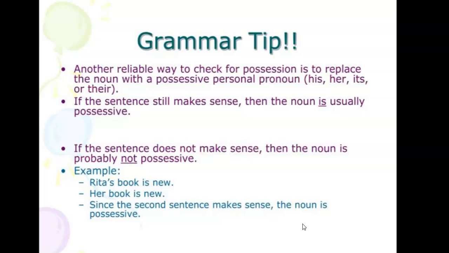Another reliable way to check for possession is to replace the noun with a possessive personal pronoun: his, her, its, or their. If the sentence makes sense, then the noun is usually possessive. If the sentence doesn't make sense, then the noun is probably not possessive. For example, Rita's book is new. Her book is new. Since the second sentence makes sense, the noun is possessive.